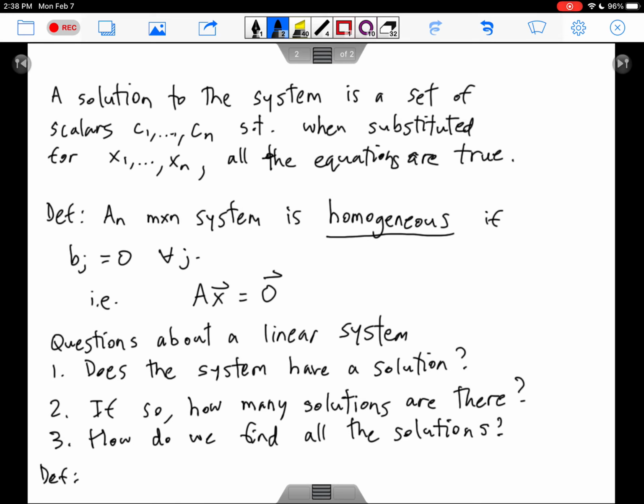So we have a definition here that we need. The solution set, you've probably heard these words before. I know when I teach algebra, we use words like solution set. So the solution set of a system is just the set of all solutions.